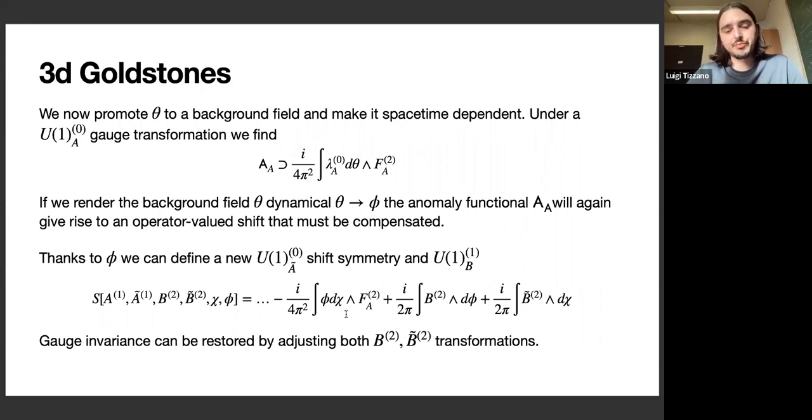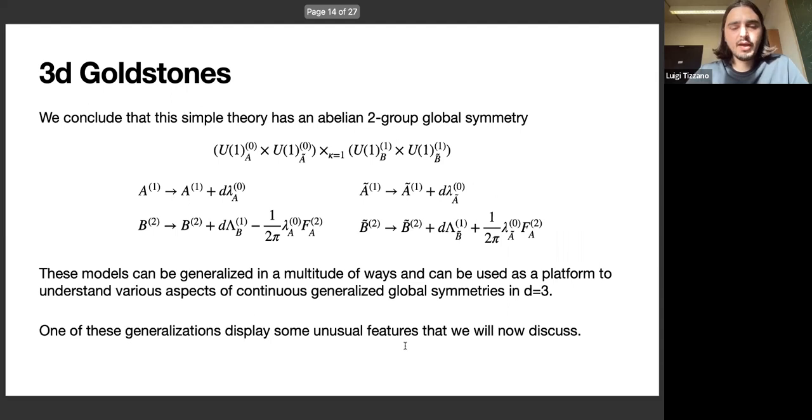So what was the topological coupling now has these two pieces that are dynamical. And now we have this coupling to B2 and to B tilde 2 for the higher form symmetries. And so the idea now is that this action can be rendered completely gauge invariant if we adjust the transformation of B2 and B tilde 2. And by this analysis, we can again conclude that even in 3 dimensions, even though there are no ordinary 't Hooft anomalies for U1 symmetries, you can still produce an example of abelian two-group global symmetry that takes the following form.